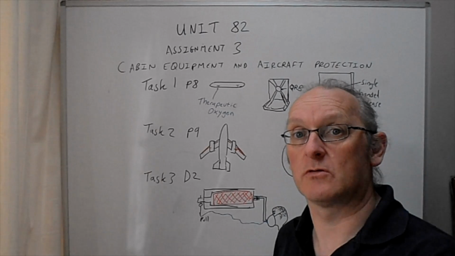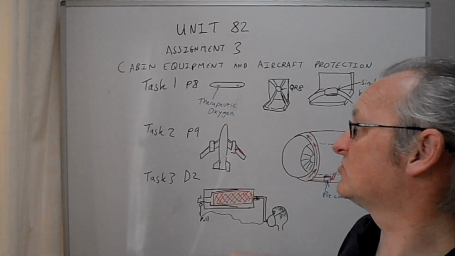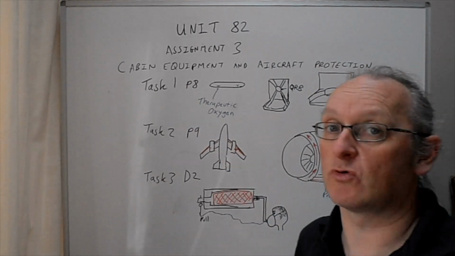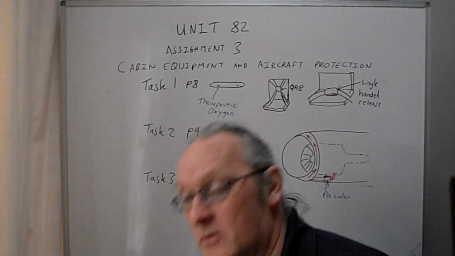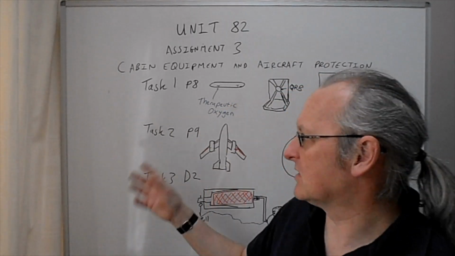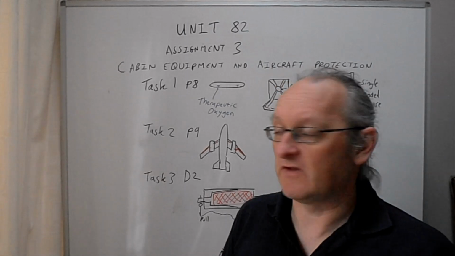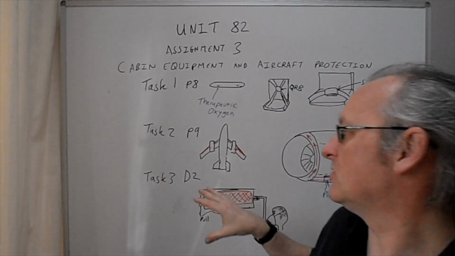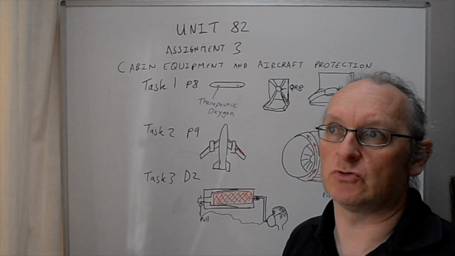How does it work? If you're not doing D2, you can do chemically generated oxygen as part of task 1B if you want to do that, or you can do it as part of task 2A. Sorry, you can do it as part of task 2A, not 1B. So if you're not doing task D2, you can use that information as your oxygen system for task 2A.